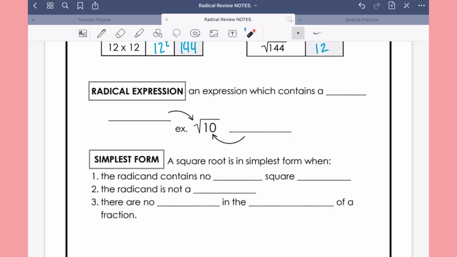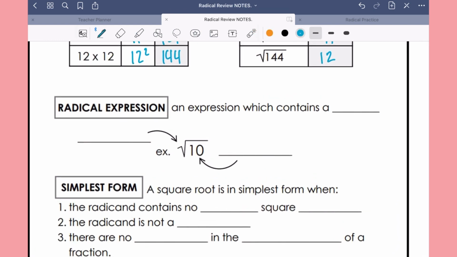So let's get started with some vocabulary. A radical expression is an expression which contains a root. That is what it is. So here we have the radical. That is this symbol right here. And then the number inside, we call that the radicand. Okay.